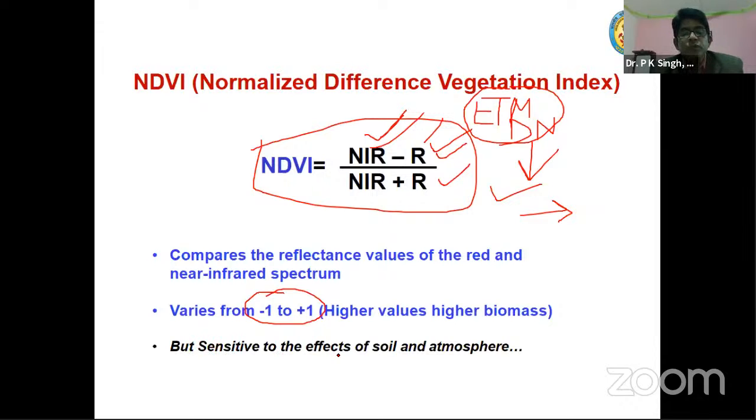But it is sensitive to the effects of soil and atmosphere. See, many times actually the soil and atmosphere also add something to this, so NDVI is sensitive to these also. So there are some other indices developed which are modified NDVI, where this disturbance from soil and atmosphere has been taken care of.